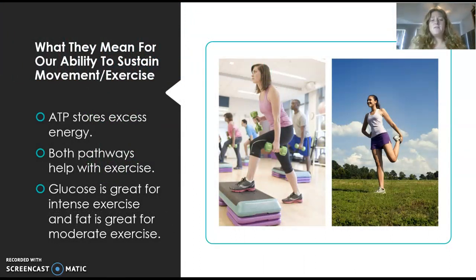So what does it mean so we can sustain movement and exercise? Well, ATP not only releases energy, but also stores energy. So both pathways will help with exercise in some way. Glucose helps with intense exercise, and fat is great for moderate exercise. Both pathways help us when it comes to exercise, but they help for different kinds. Glucose helps for the most intense exercises, while fat is only for the slow, moderate exercises.